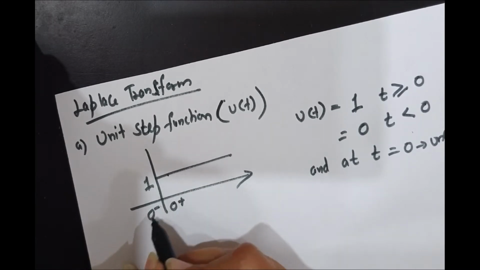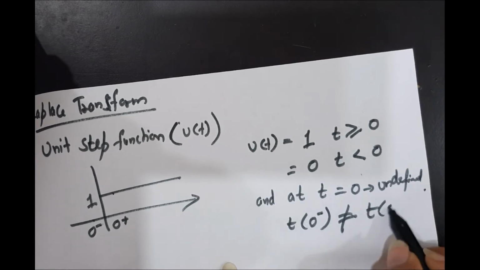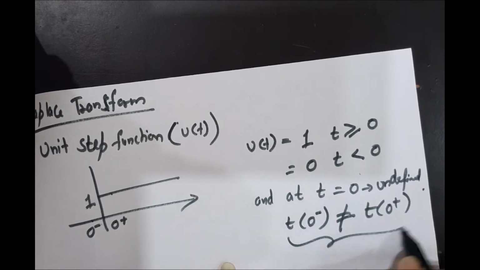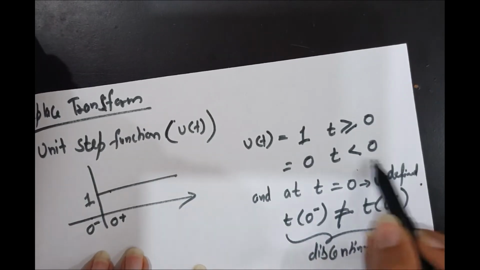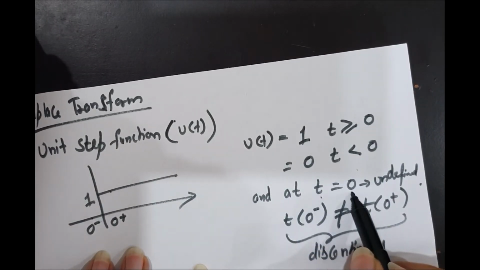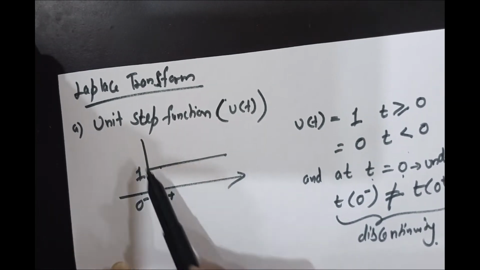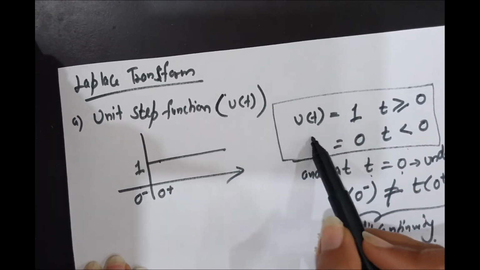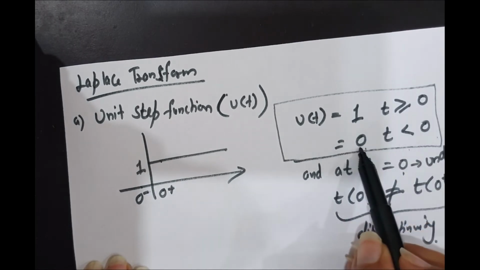For t = 0 minus this function is 0, which means 0 minus is not equal to 0 plus, so this is called a discontinuity. Therefore this function is undefined at t equal to 0. This is the mathematical representation of the u(t) function, which you have to remember: u(t) is 1 for t greater than or equal to 0, and for t less than 0 it's 0.